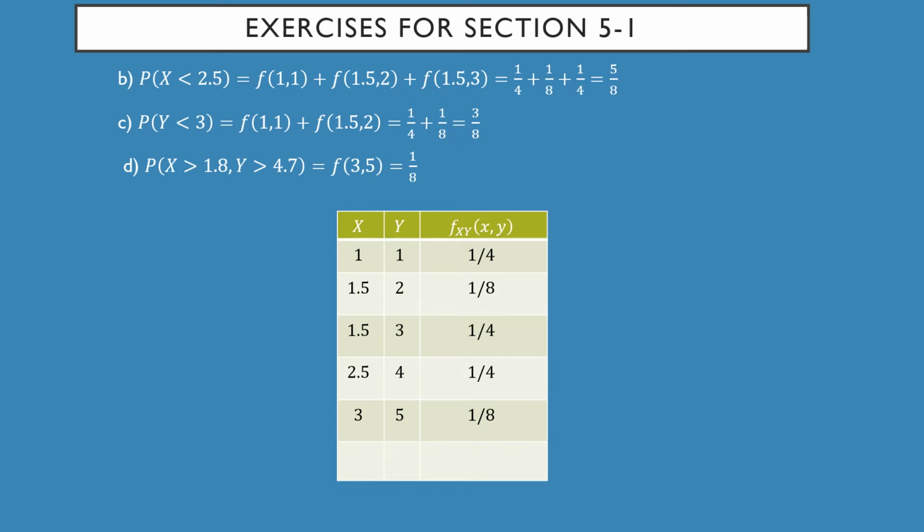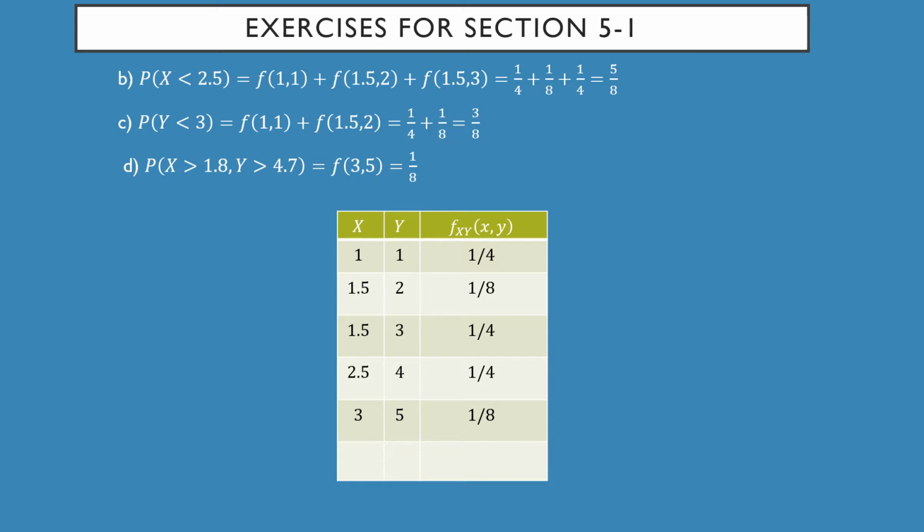So we now have the corresponding joint probability mass function values for the points (1, 1), (1.5, 2) and (1.5, 3), and these JPMF values are 1 over 4, 1 over 8 and 1 over 4. When we collect all the three values, we have the answer 5 divided by 8. So we have answered part B. Now let us answer part C.